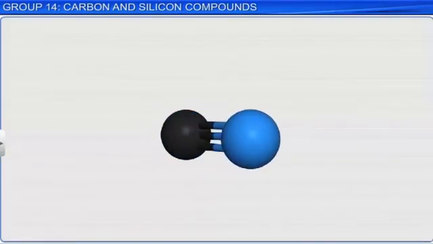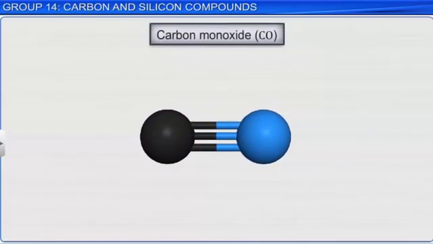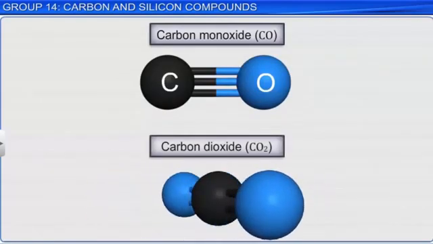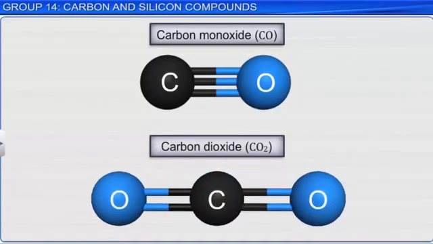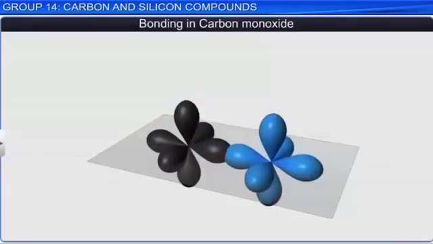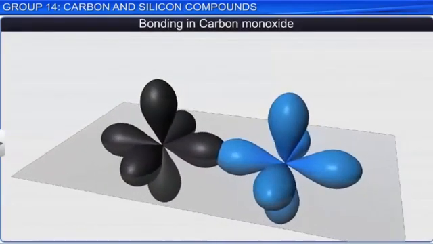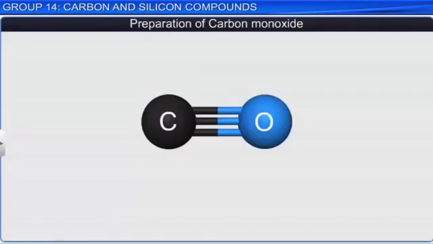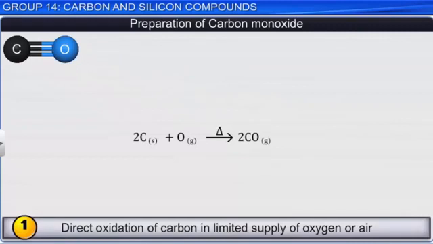We'll start with the oxides of carbon: carbon monoxide with the chemical formula CO, and carbon dioxide. Carbon monoxide is a colorless, odorless gas that is nearly insoluble in water. The carbon monoxide molecule contains 1 sigma bond and 2 pi bonds, as shown in the illustration. There are several ways to prepare carbon monoxide. The first way is the direct oxidation of carbon in a limited supply of oxygen or air.